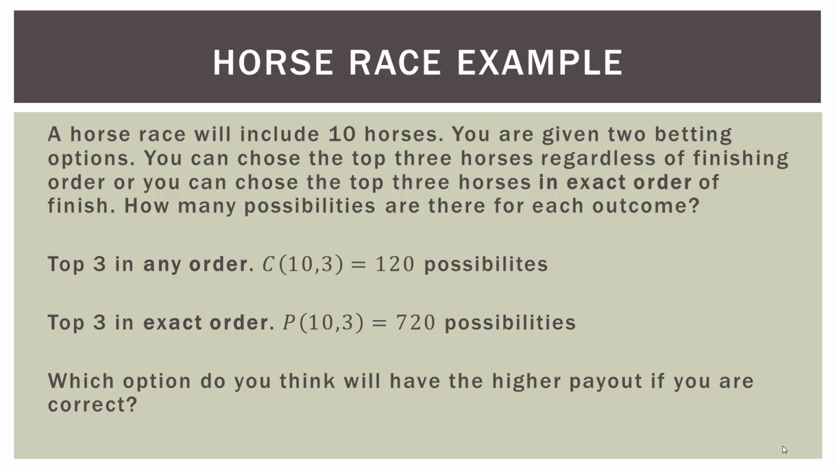Now, of course, which option do you think will have the higher payout if you are correct? Well, the second example is less likely to happen. There are 720 possibilities, and you have to be exactly right on one of them. In the first example, there are only 120 possibilities, and you have to be right on one of them. So you can see the odds are much greater for being correct in the first example. In the first example, it's a little bit easier to make your bet.